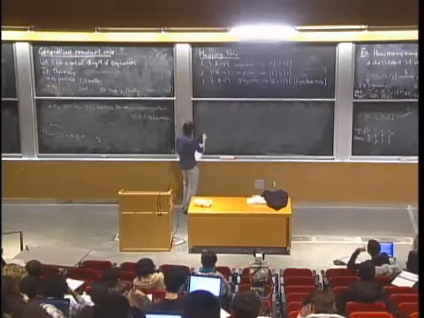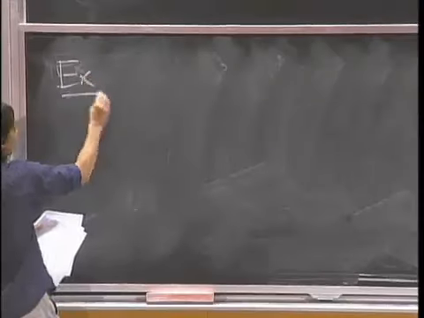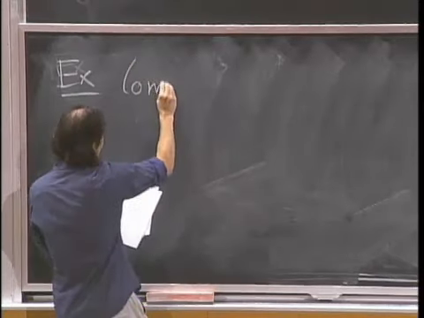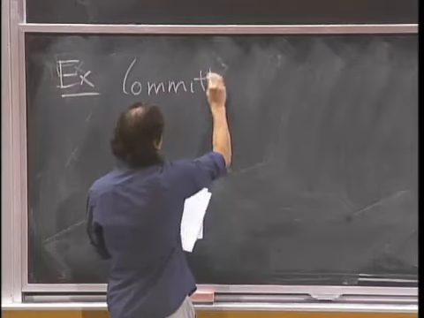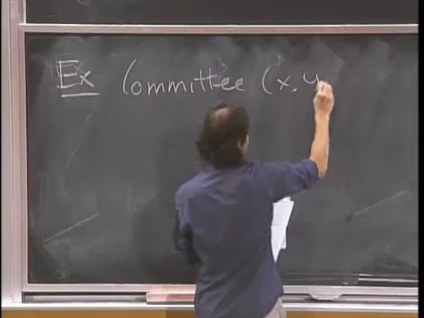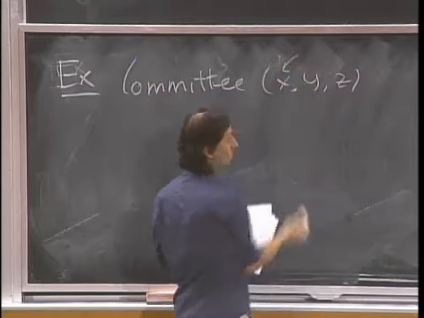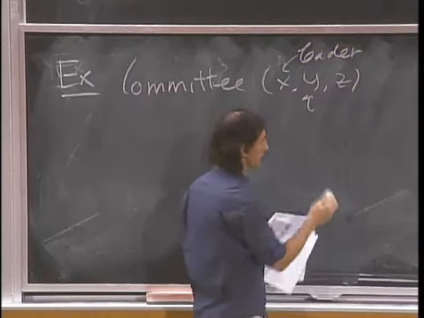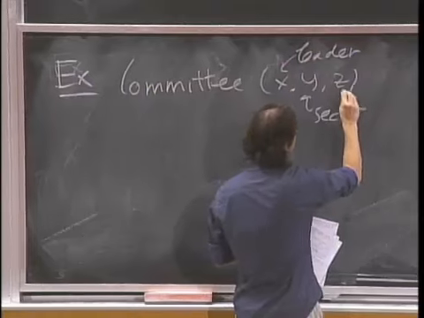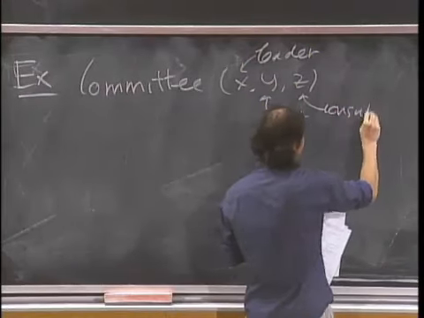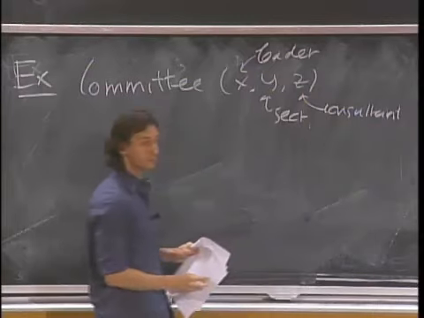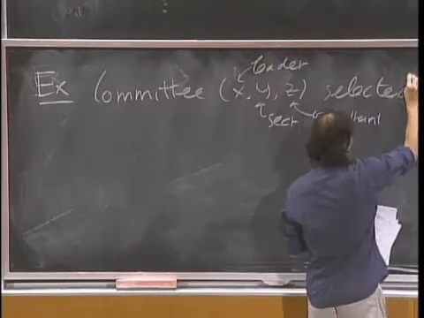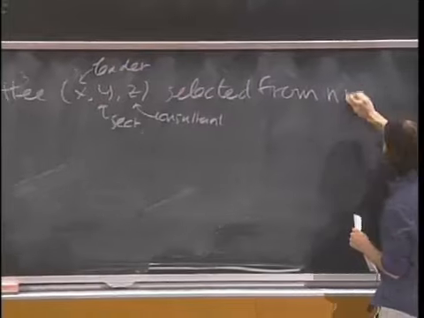In this example, we want to count the number of committees. So it's the exact same kind of principle that we're going to talk about. So we're going to count the number of committees described by a sequence x, y, z, where x, the first one, is, say, the leader of the committee. The second one indicates, say, the secretary. The third one is some consultant. So they're all different. They have all different roles. Such a committee is selected from n members.